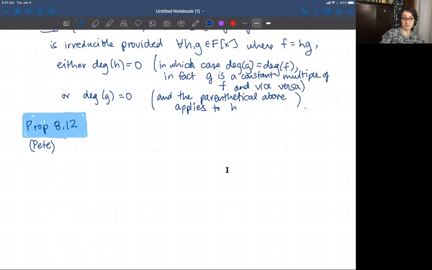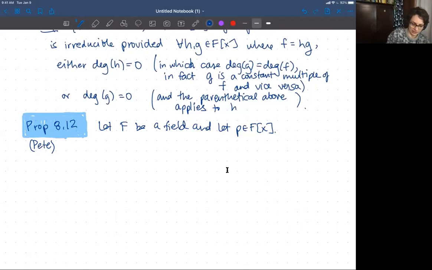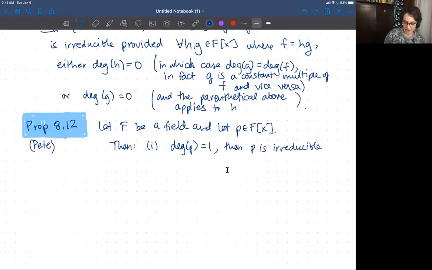What the proposition tells us is that let F be a field, and let P be an element of F[X]. So we've got some polynomial in F[X]. Then we can conclude some things. Firstly, if the degree of P is 1, then P is irreducible over F.